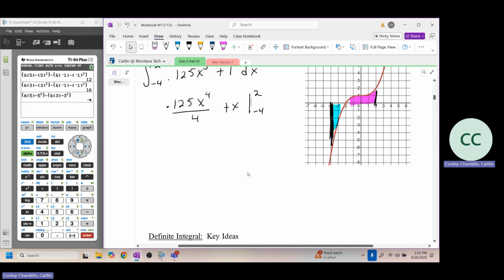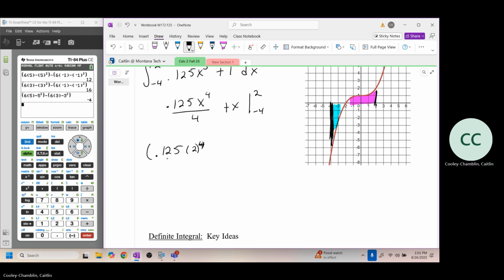Okay, so we're going to plug the 2 in, plug the -4 in, evaluate, life is good. So I'm going to plug the 2 in, and I get 0.125 times 2 to the 4th over 4. I'm going to make that parenthesis a little bit bigger. Plus 2 minus 0.125. I'm going to run out of room, so I'm going to bring this below, minus 0.125 times -4 to the 4th over 4 plus -4.